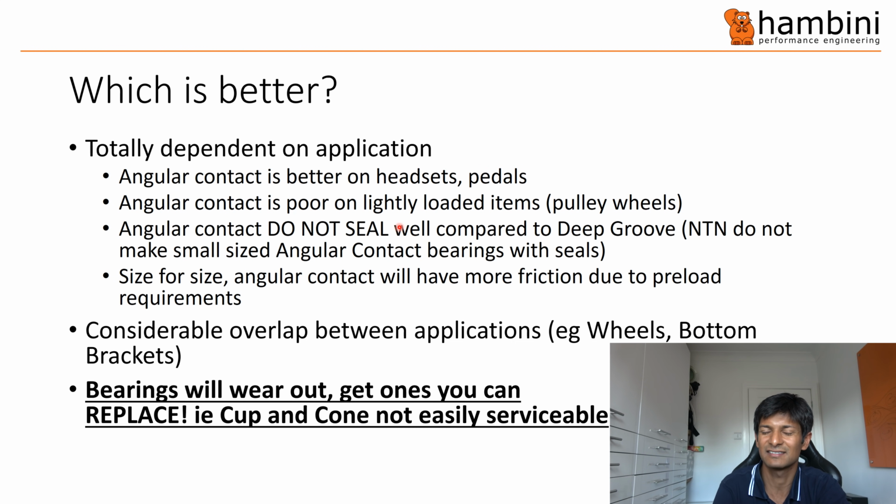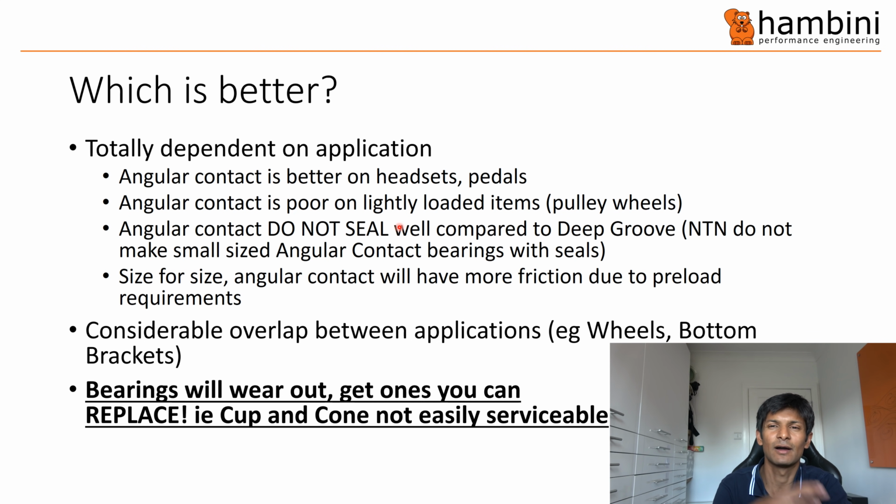The thing you really need to consider is bearings are like tyres, they will wear out, so get ones that you can replace easily. Cup and cone bearings, the ones on Shimano wheels, are not easily serviceable. Very rarely will the balls fail. It's usually the bearing surfaces, so the inner race, which is the cone, and the outer race, which is the cup. They will fail way before the balls fail.